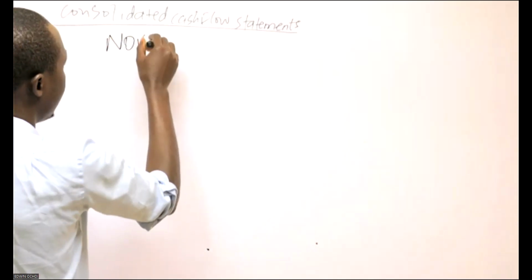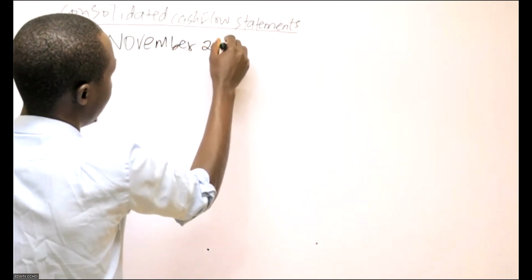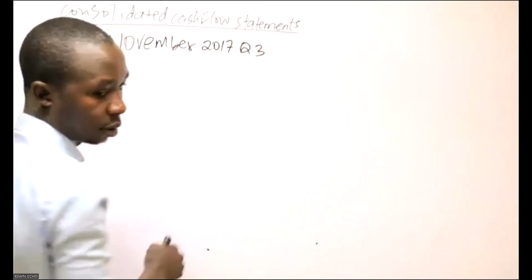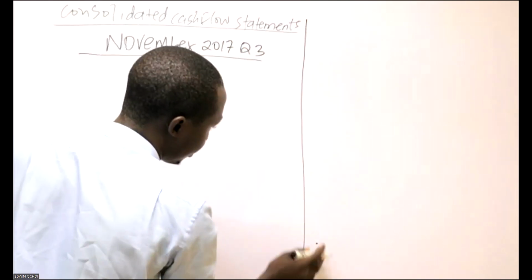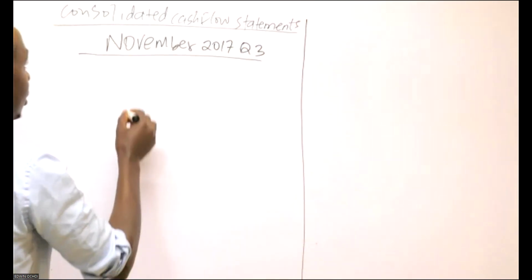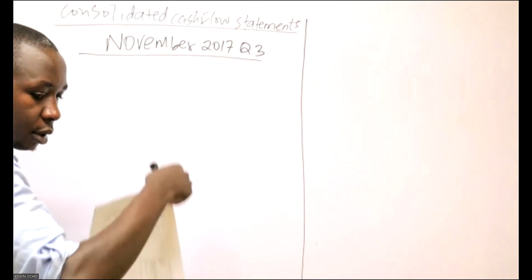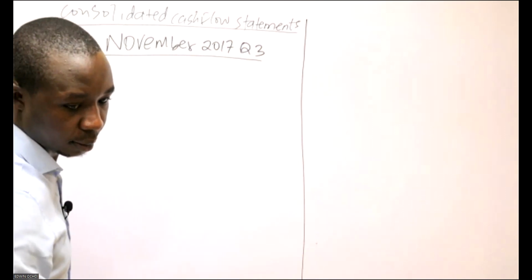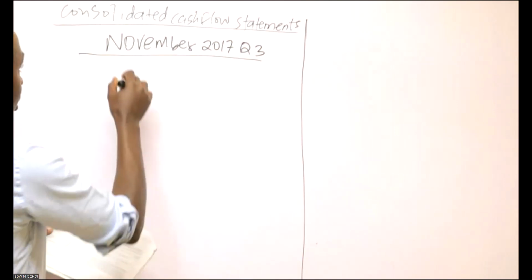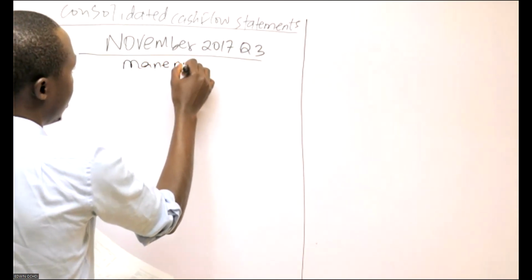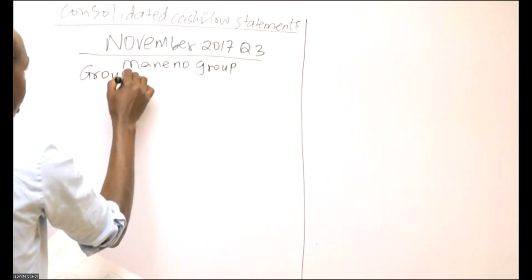So November, that is November 2017. Question 3, November 2017, question 3. So on this scenario, I think you have the soft copy of the same. So it's all about Maneno Group. So it's a group statement of cash flow.